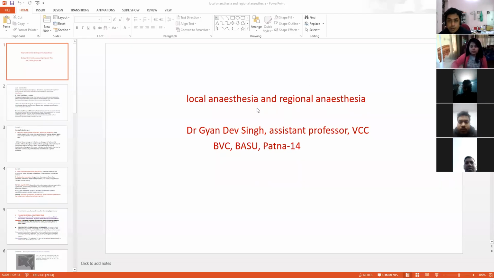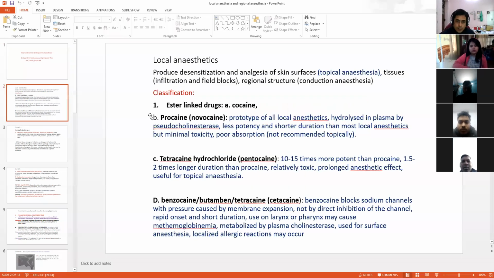Today I will discuss local anesthesia and regional anesthesia. First of all, what is local anesthesia? Local anesthesia is used in the case of large animals. Generally, most of the surgical interventions are done under this local anesthetic technique.